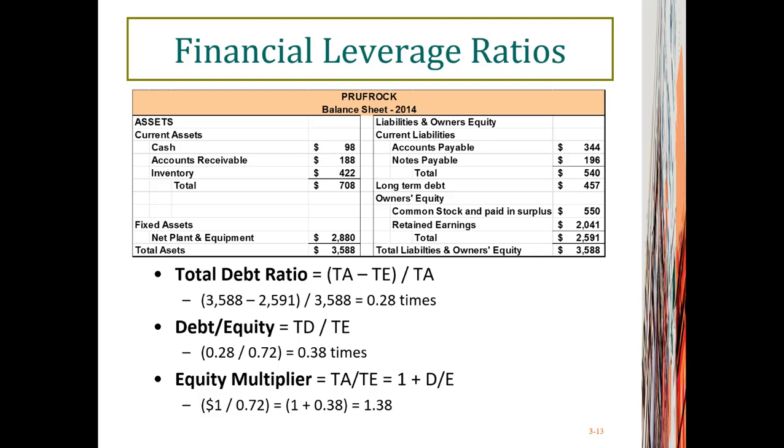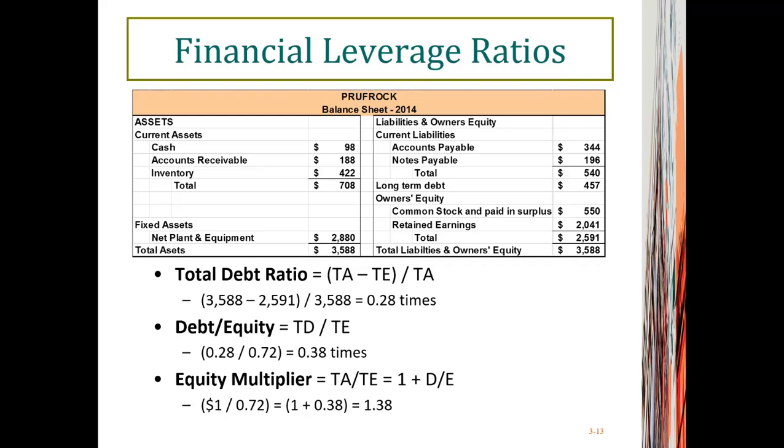An equity multiplier is the one that you have to remember, right? Because that is the ratio that you see in the DuPont equation, and it is equal to total assets divided by total equity, and also equivalent to 1 plus total debt divided by total equity. So previously we calculated debt to equity, that's 0.38. So equity multiplier should equal 1.38. Or you can use total assets divided by total equity, and you will get the exact same answer.